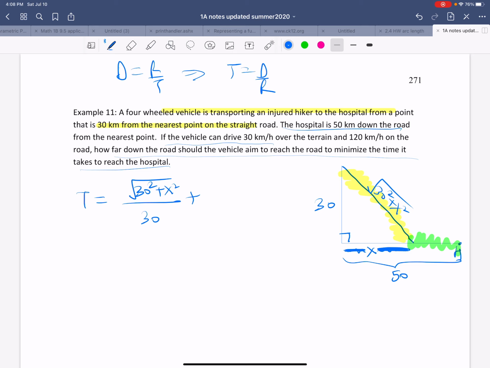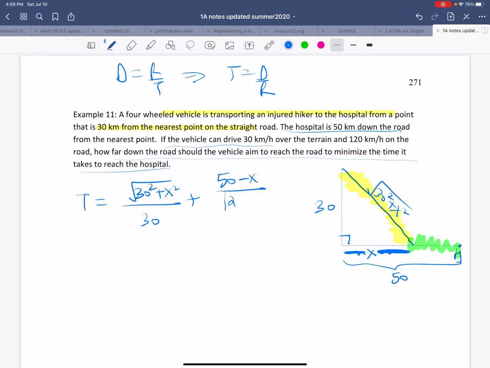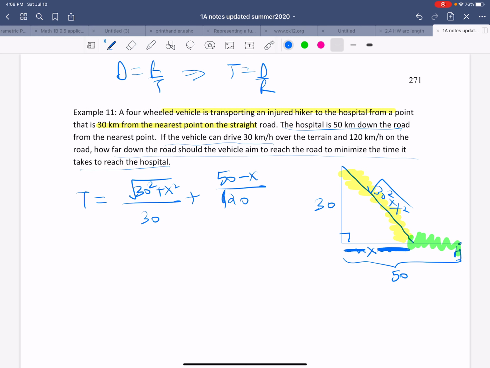And the time it would take on the straight road, once they hit the point, whatever x distance is on the road: the distance they will have to cover is 50 minus x, and the speed he can go on is 120. Okay, so we want to minimize this time. So to minimize the time, we want to set t prime equal to 0.